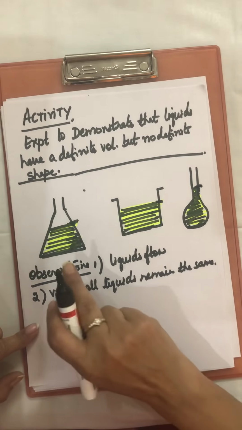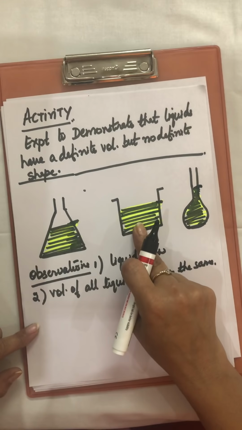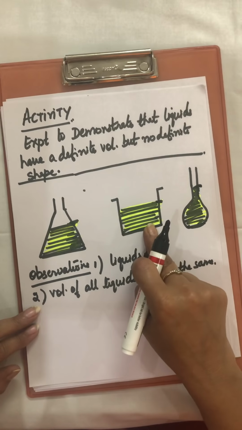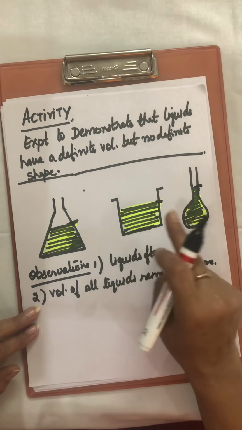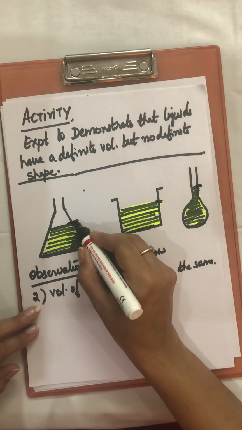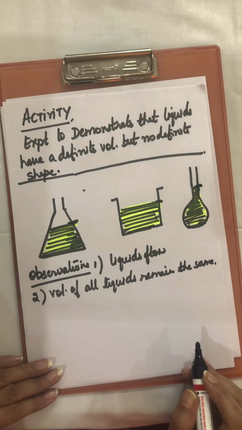We can even transfer the liquid from this flask to this one, or from this one to this one. We'll see that 50 ml of the liquid, when transferred from one container to another container, fills up the same space. That means the volume of liquid remains the same.